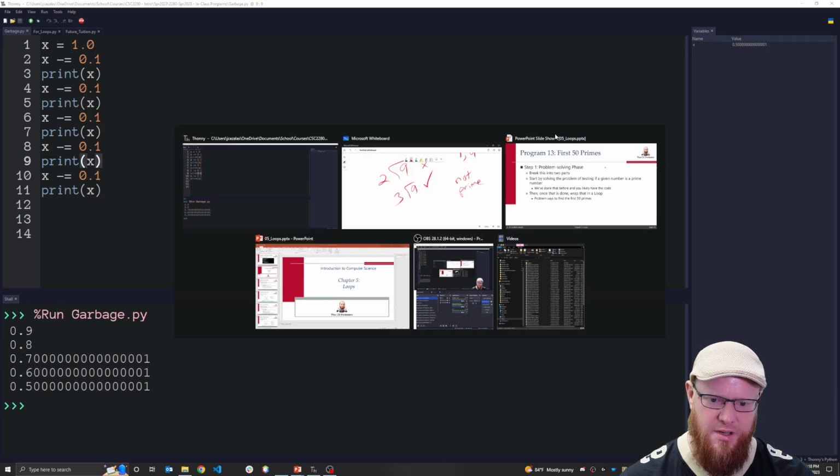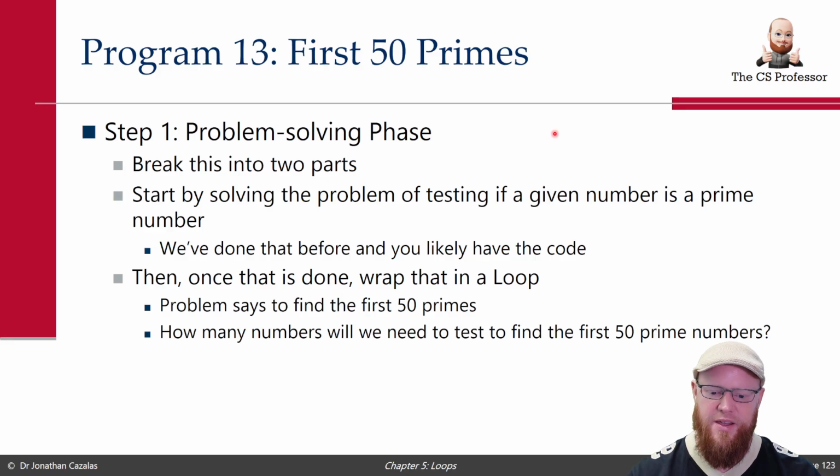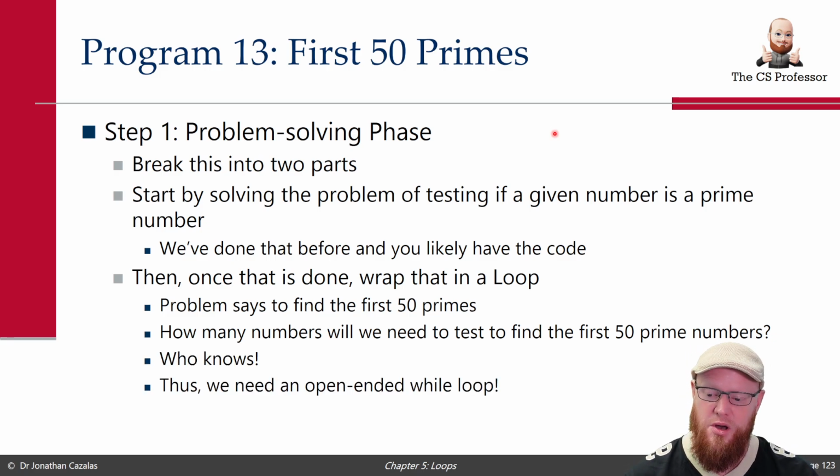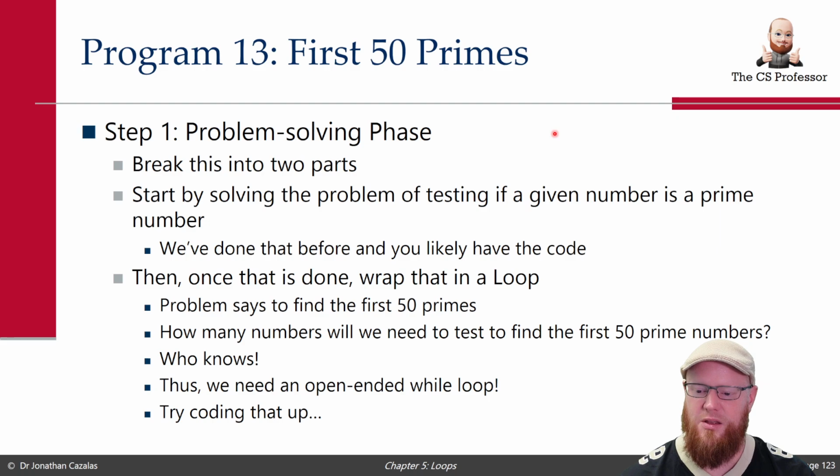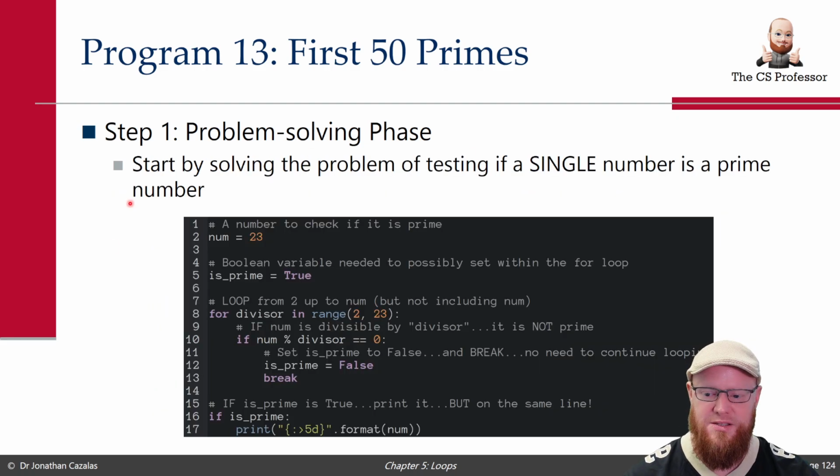So I'm going to come back to here now. The problem says find 50. So how many numbers will we need to test? We don't know. So that's going to be an open-ended while loop. Let's code this up. But here's the code. I'm giving you this code directly because we've seen this before. This is the code to check if a given number is prime.